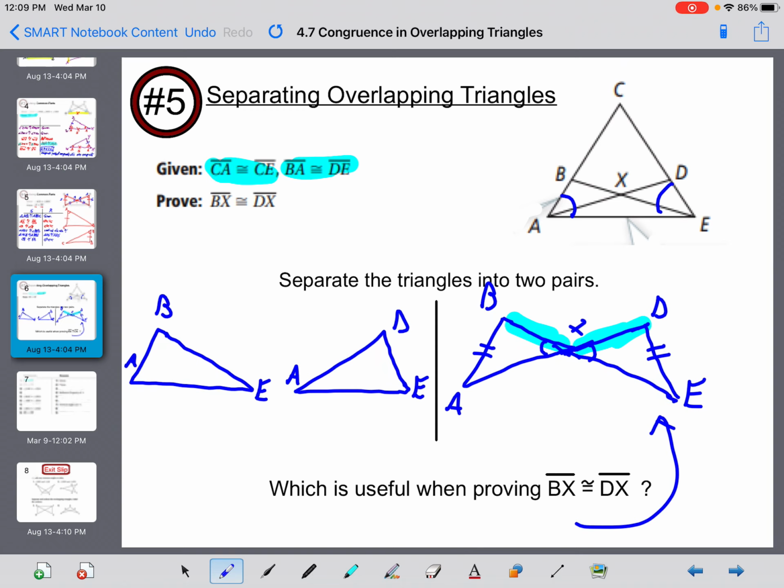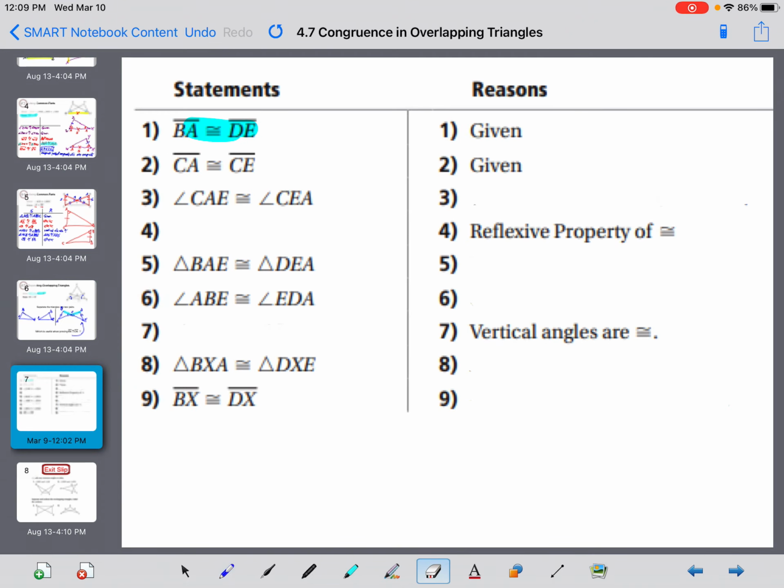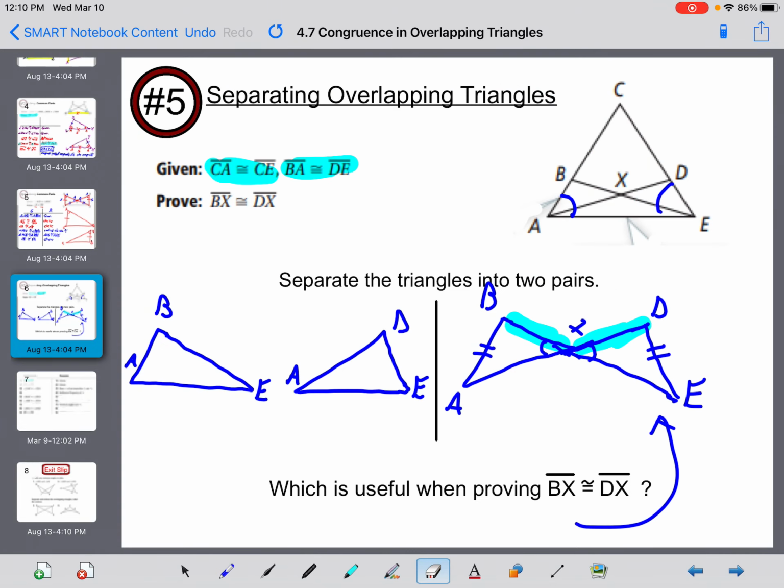And what's nice about that is, and this is a new term that we've never seen, that base angles of an isosceles triangle are congruent. And the reason that we know that this is isosceles is because this entire line, CA, is congruent to CE. And if the two sides are congruent, that means the two giant base angles are congruent.